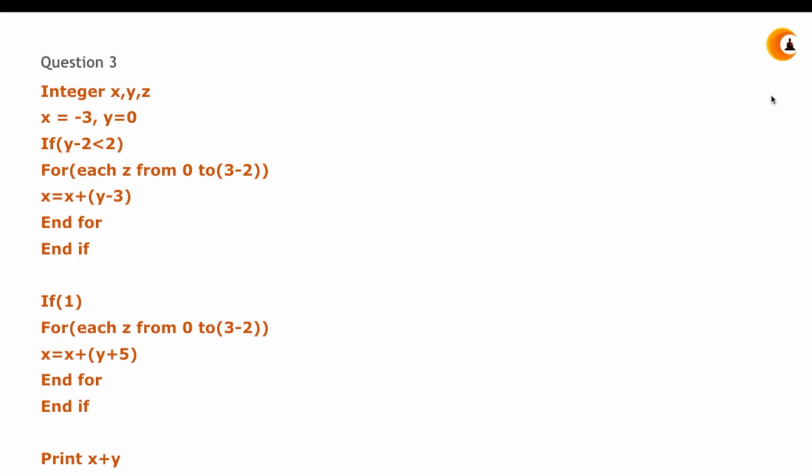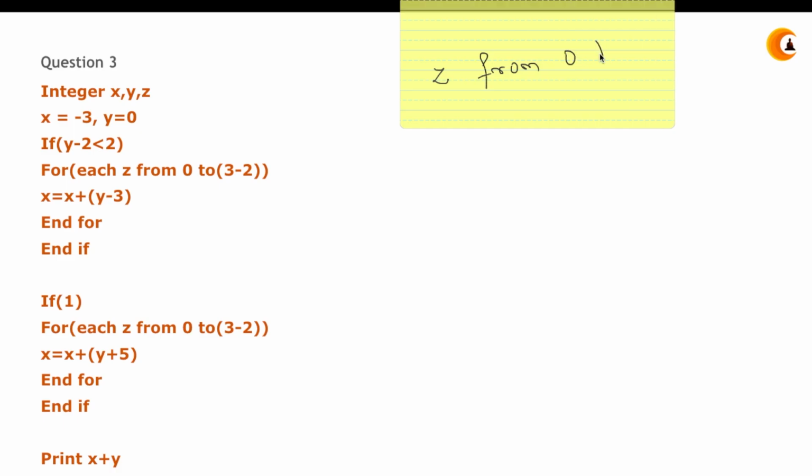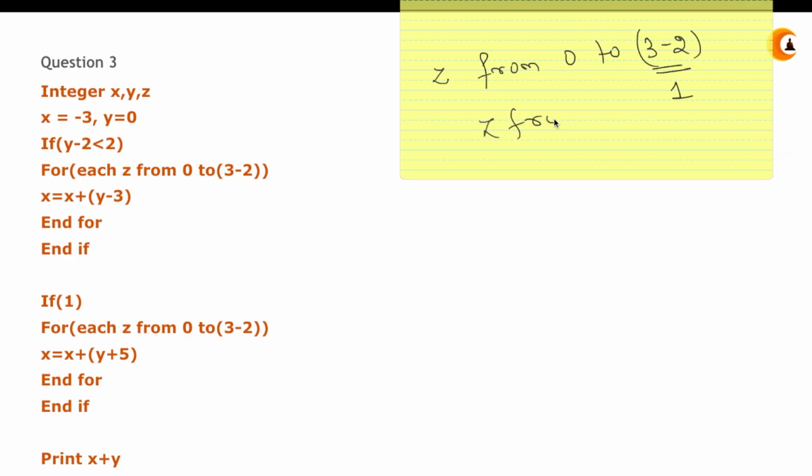Now if you observe carefully, this question has two for loops, the first one and the second one, and the condition of both the for loops is the same. So let's first evaluate the condition. What does it say? For each z from 0 to 3 minus 2. Now what is 3 minus 2? 3 minus 2 is 1. That means z will run from 0 to 1. So how many times will the loop run? The loop will run 2 times.